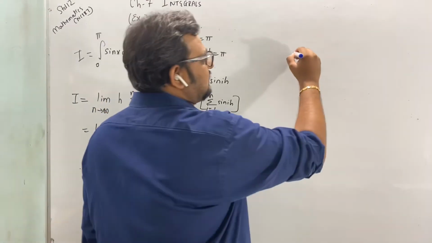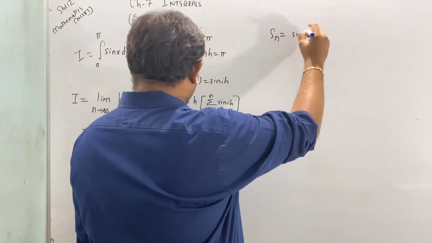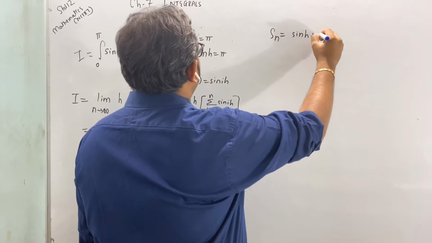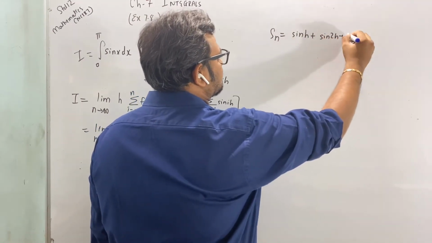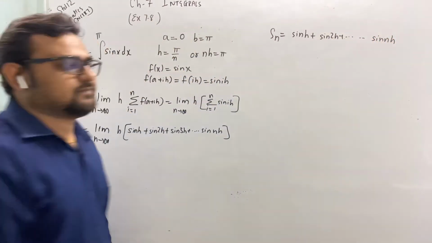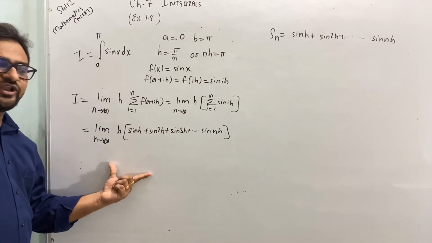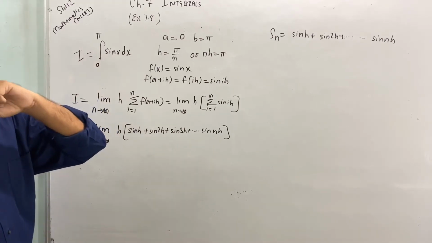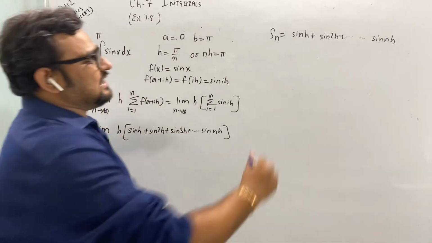Okay, I'm taking here Sn is equal to sin h plus sin 2h plus up to sin nh. Clear? This is the series. I'm solving it separately and then I will put it here. Now, what I will do, I will multiply and divide it by 2 sin h by 2.